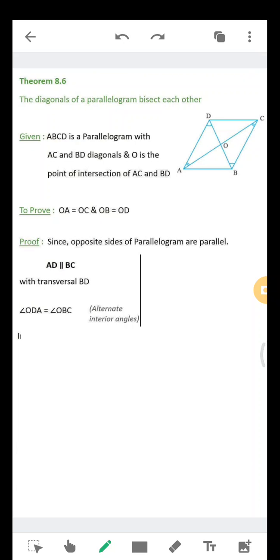So if AD is parallel to BC and with transversal BD, I can say angle ODA is equal to angle OBC, first point. Then in the same way, with transversal AC, these two angles will be equal. Next step I will take that angle also: OAD is equal to OCB, they are also alternate angles. So we can use this to prove these two triangles are congruent.